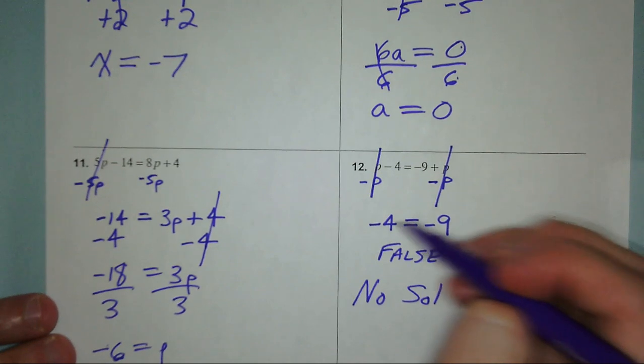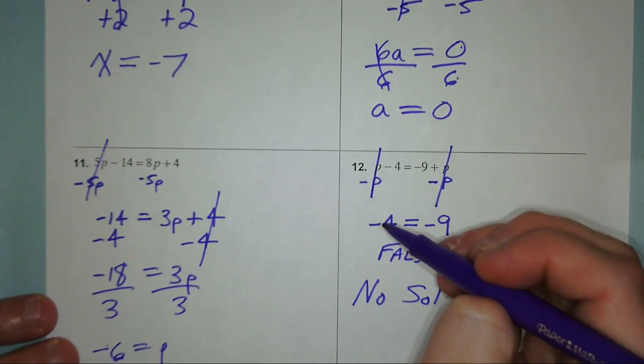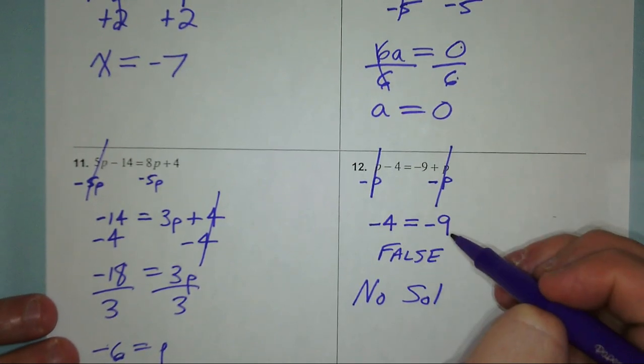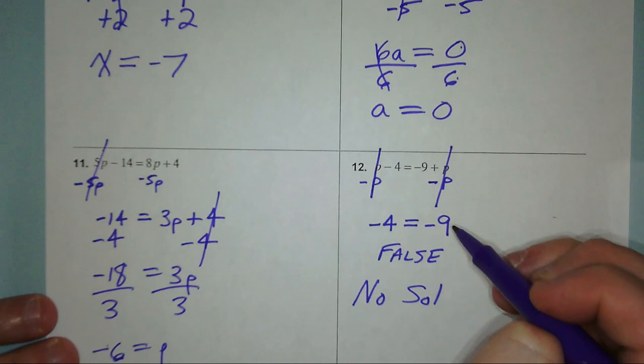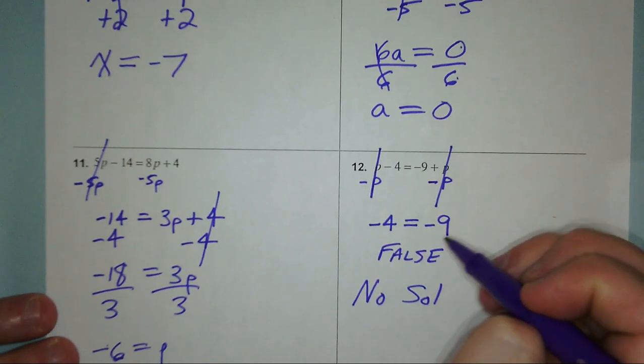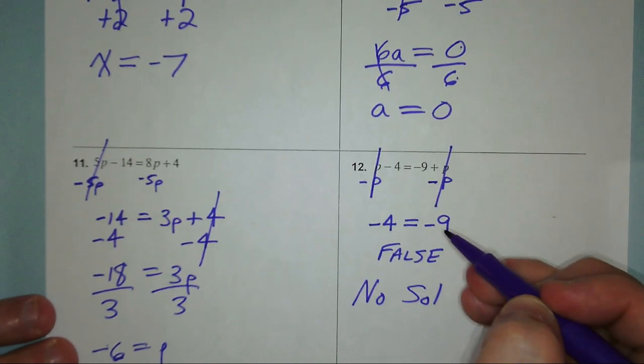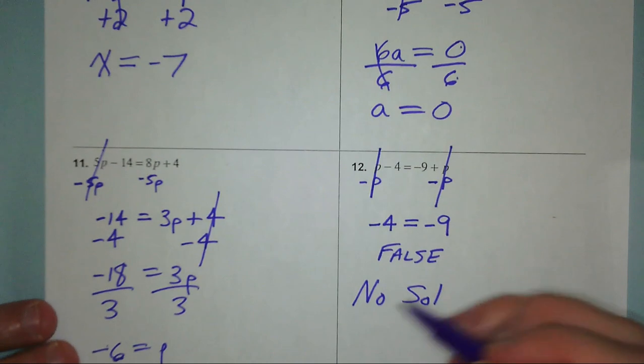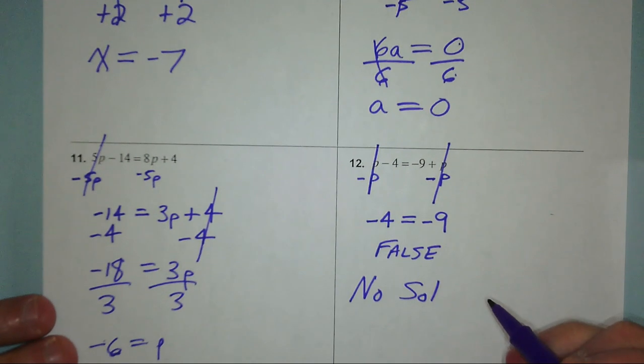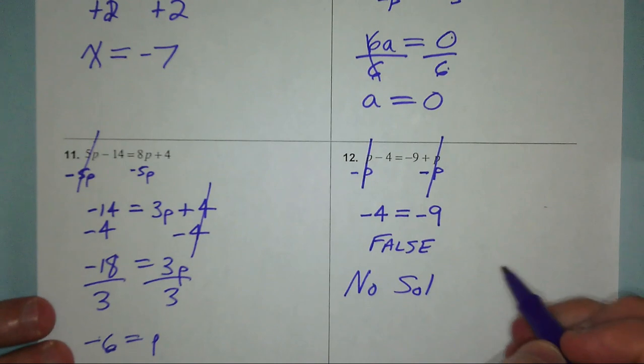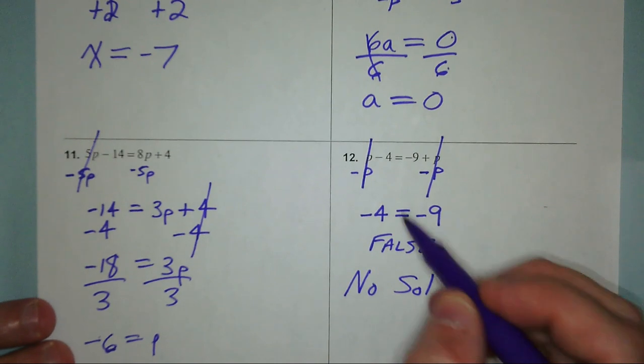If this had said -9 equals -9, or 7 equals 7, or 0 equals 0, that would have been true, and your final answer would have been infinitely many solutions. Or you could have said something like, it's always true, right?